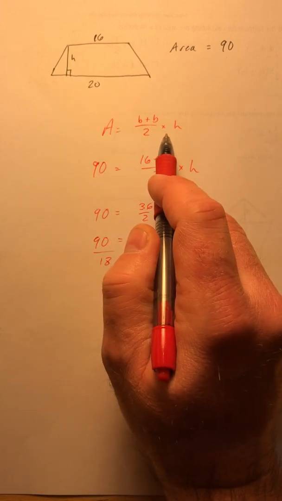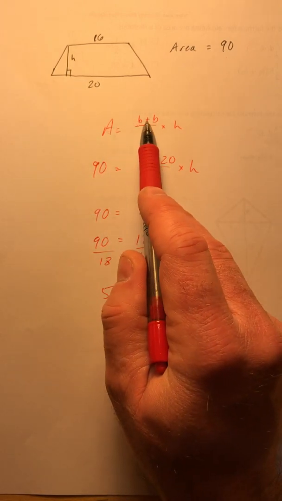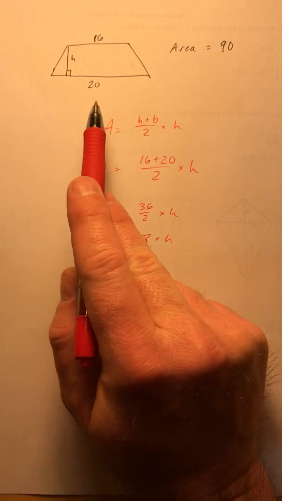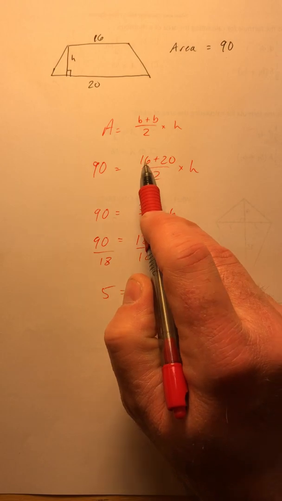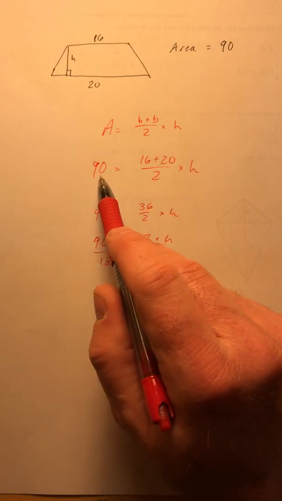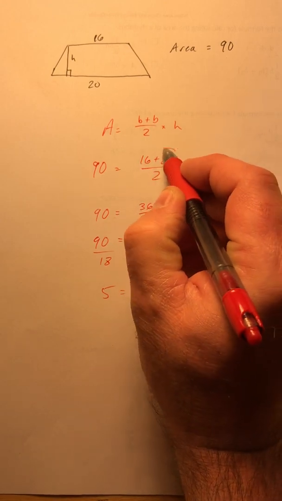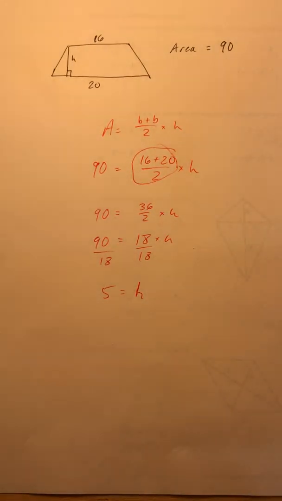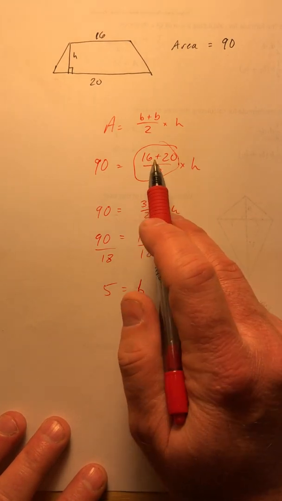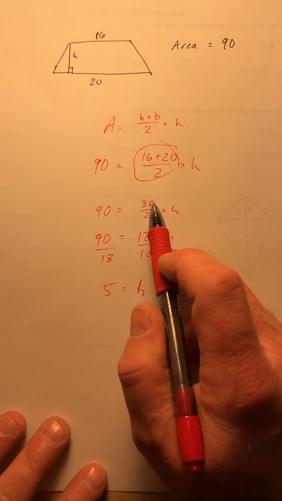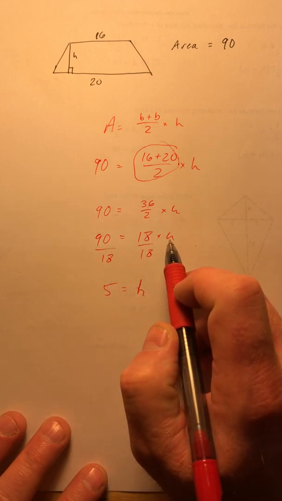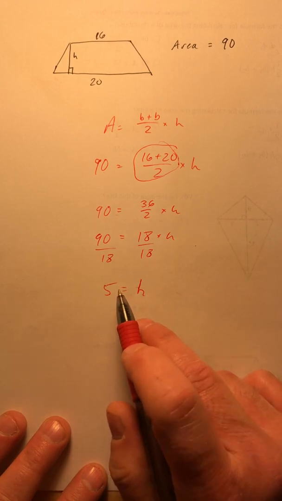So we start with our formula for area of a trapezoid. Area is base plus base over 2 times the height. So our two bases are 16 and 20. So 16 plus 20 over 2 times the height is equal to the area, which we're told in the problem is 90. So this whole part right here, you can just type that whole mess into your calculator if you type it carefully. It should simplify all the way down to 18. If you do it by parts, 16 plus 20 is 36. Divide by 2 and you get the 18. So 90 is equal to 18 times the height. We simply divide by 18 and get 5.